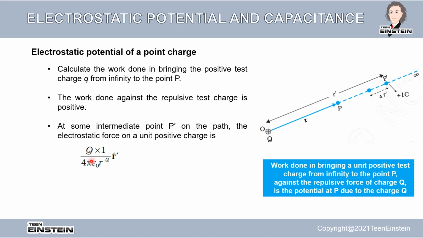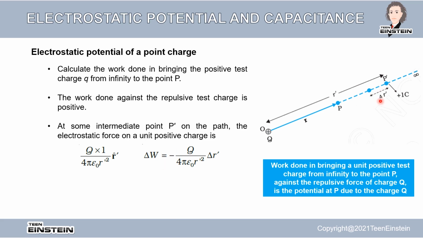So the force is given by this equation from Coulomb's law. Now what we are doing, if this is the force, if I am making this small displacement delta R dash, what will be the work done? So this is the electric force against which I am doing the work. So work done will be electric force multiplied by the distance, and there is a negative sign here because we are doing work against the electric field.